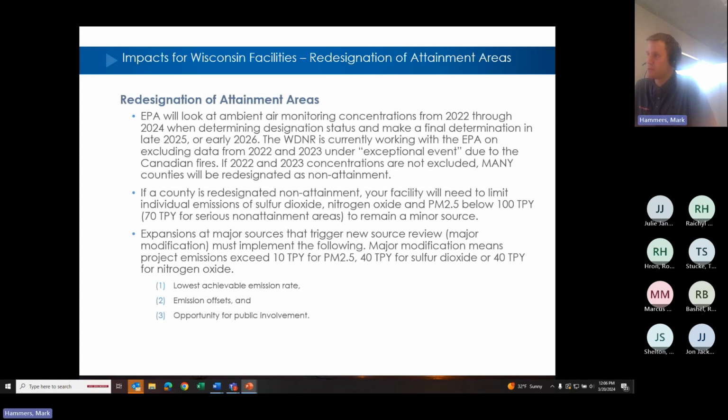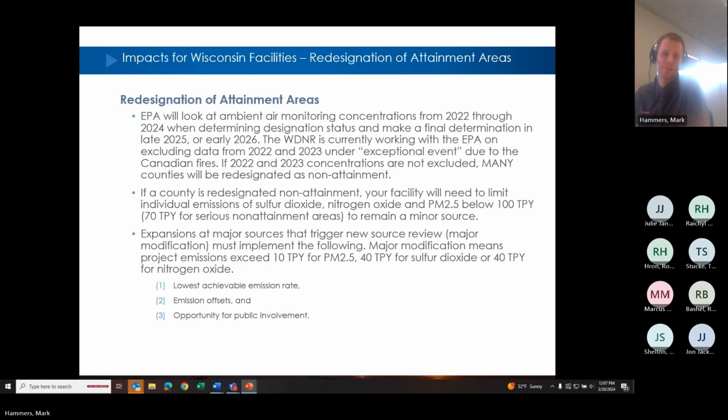Now, just a quick note, the thresholds I listed on here are for, I think, marginal non-attainment. There are different designations depending on where the ambient air monitors fall in terms of the values. Those could degrade even further, and you could see these thresholds get notched down. So for serious non-attainment areas, you'll see the threshold change from 100 tons per year to 75 tons per year.